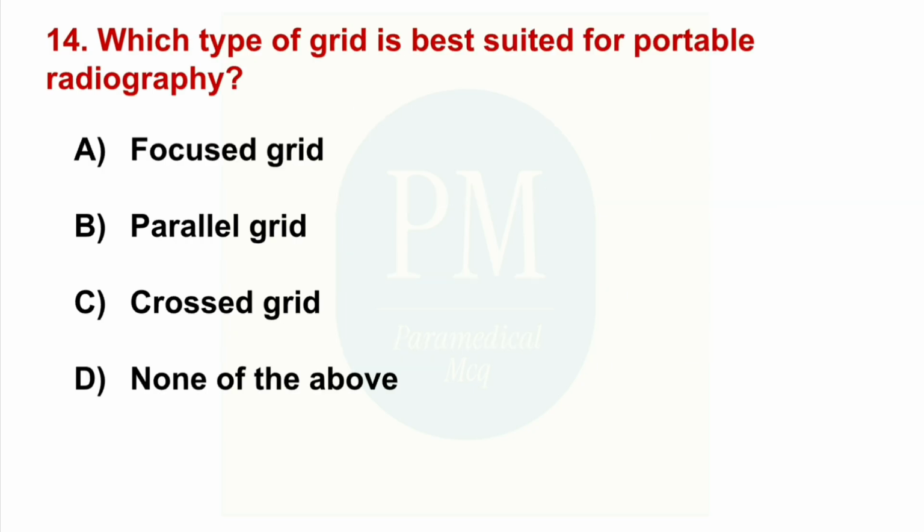Which type of grid is best suited for portable radiography? Option A, focus grid. Option B, parallel grid. Option C, crossed grid. Option D, none of the above. The correct option is option B, parallel grid.